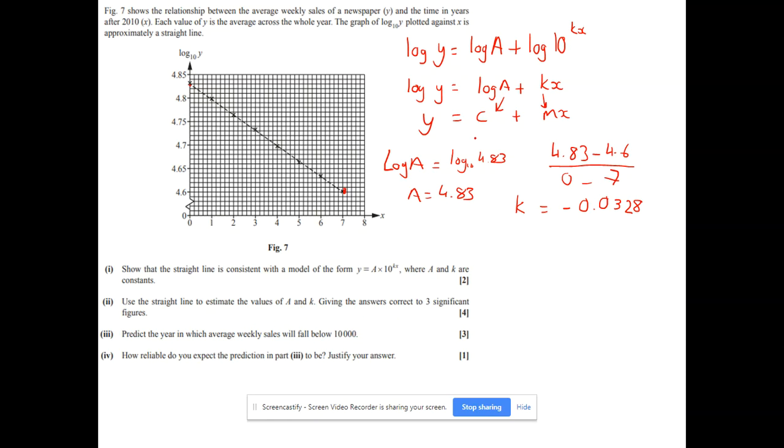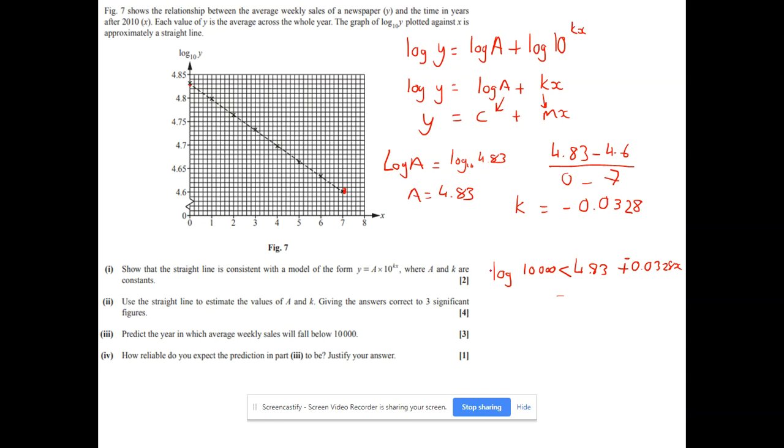Predict the year in which this will fall below 10,000. So we're now going to take our equation, which tells us our log 10,000 has to be falling below our 4.83 plus our k value, kx, which is minus 0.0328, so that should be a minus in there, x.